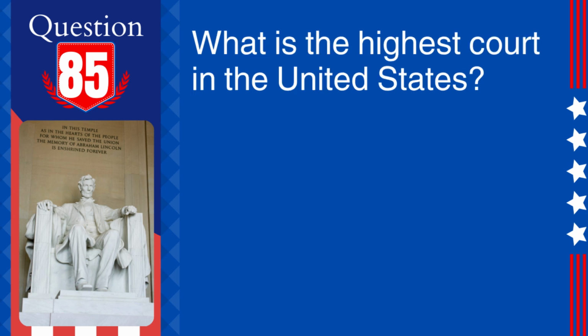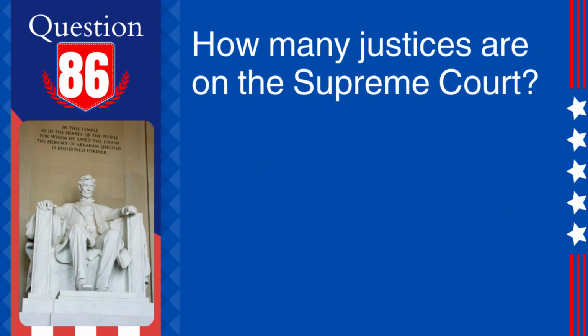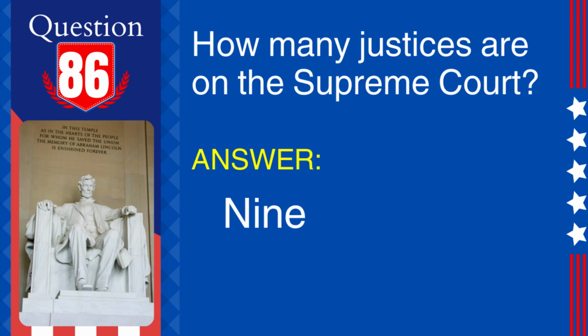85. Question: What is the highest court in the United States? Answer: The Supreme Court. Explanation: The Supreme Court is the highest level of the federal judiciary and has the final say in interpreting the Constitution. 86. Question: How many justices are on the Supreme Court? Answer: 9. Explanation: The Supreme Court is made up of 9 justices, including 1 Chief Justice and 8 Associate Justices.